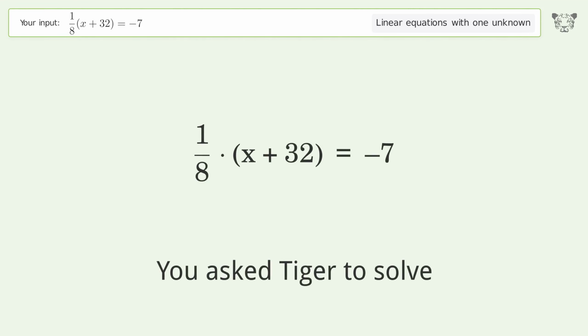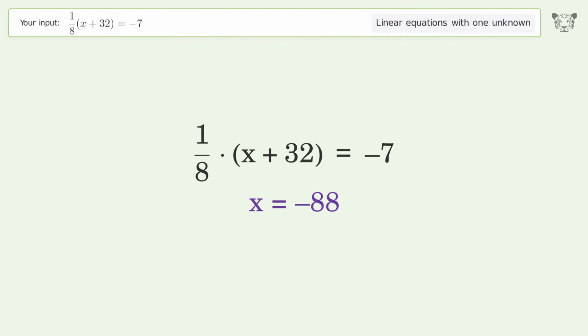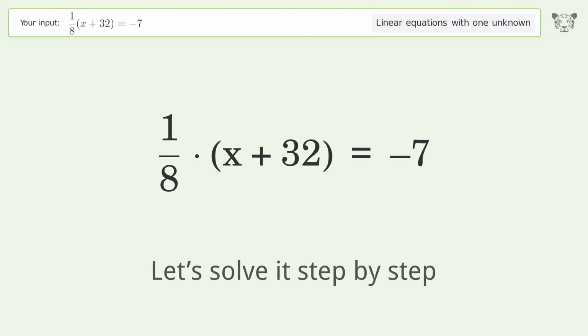You ask Tiger to solve this. This deals with linear equations with one unknown. The final result is x equals -88. Let's solve it step by step.